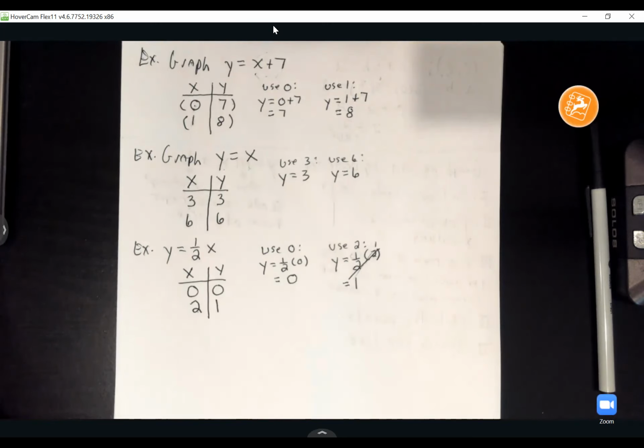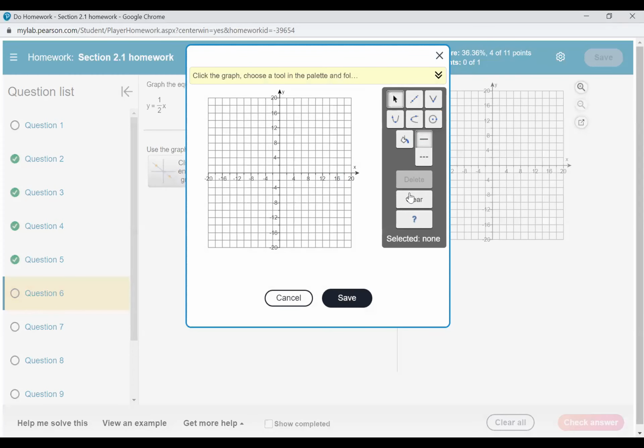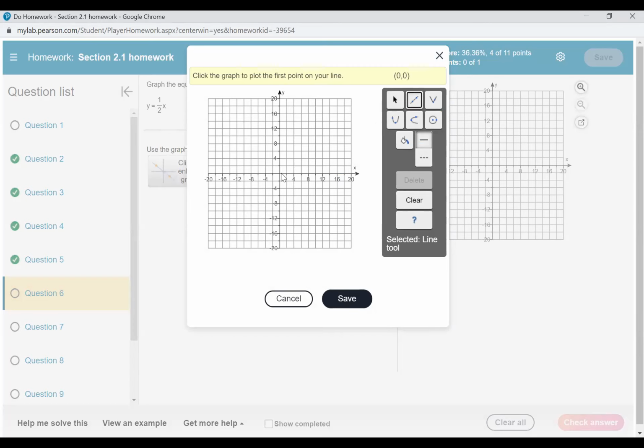All right, so let's go to the math lab. I'm going to click to enlarge graph, grab my line tool. My first point was 0, 0. Well, y'all, that's in the center here. So I'm at 0, 0, click that.